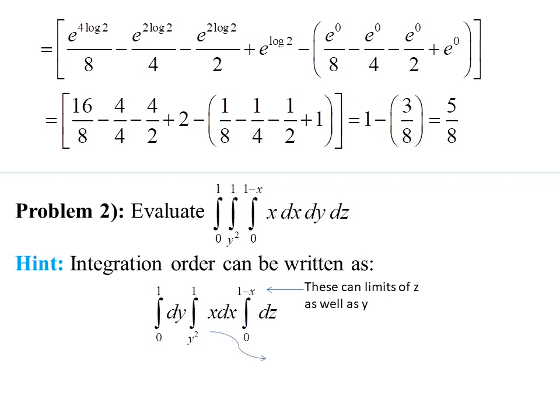Secondly, for the second term, integration with respect to x, limits are y square and 1. So these can be limits of x as well as z. So once we decide these two orders of integration, the third order eventually comes further. So let us try to understand first of all. If for the right hand side integration with respect to z, instead of z, we have chosen the integration with respect to y, what will happen?